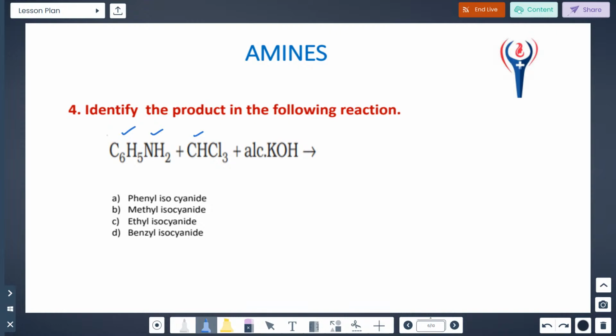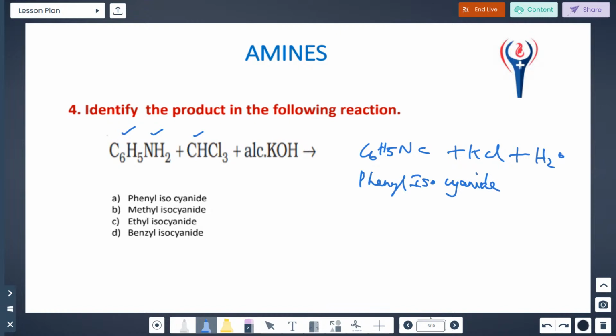So I'll write the product here. C6H5NC. Understood? Others are, you know, K is there, Cl is there. We get KCl. Other products, you don't worry about that. They're asking only the main product. So phenyl isocyanide. CN means cyanide. NC means it's just opposite. Isocyanide. Phenyl. This is called what? Phenyl isocyanide. This is the phenyl group. Iso. This is called cyanide.